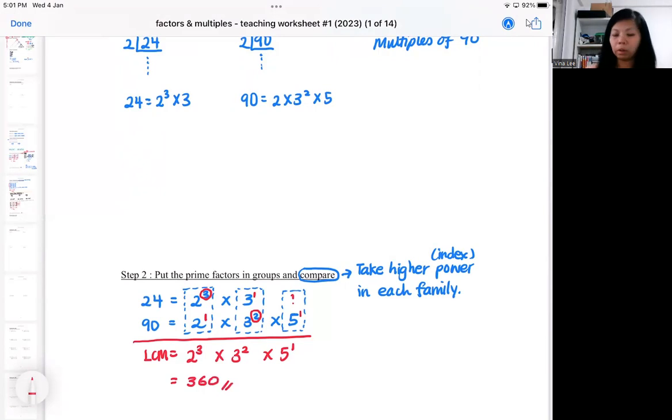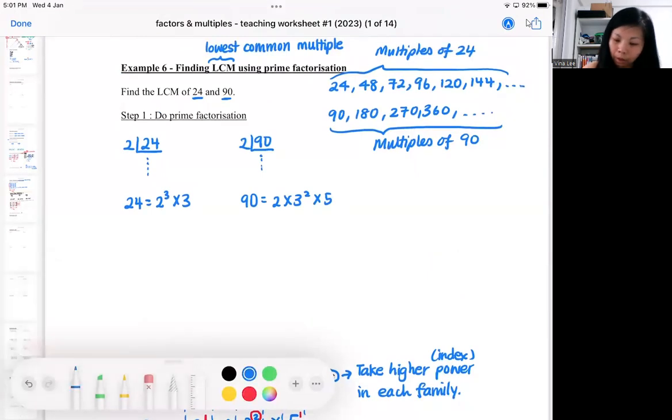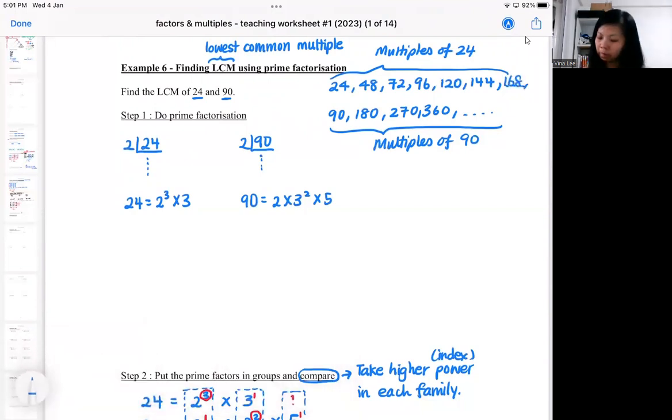You realize that this is the lowest common multiple. So what do we mean by lowest common multiple? If I'm patient a little bit and go on a little bit more, I get 168. I get 192. I keep adding until I get a common number.